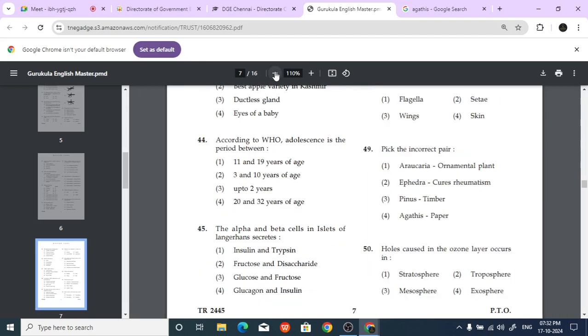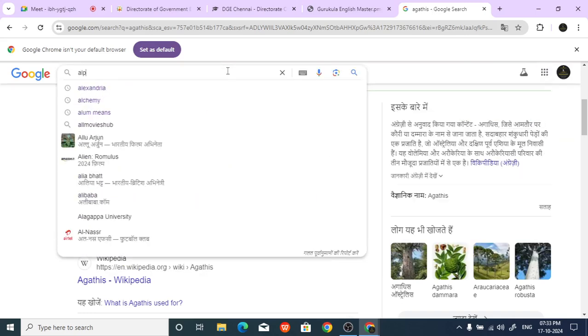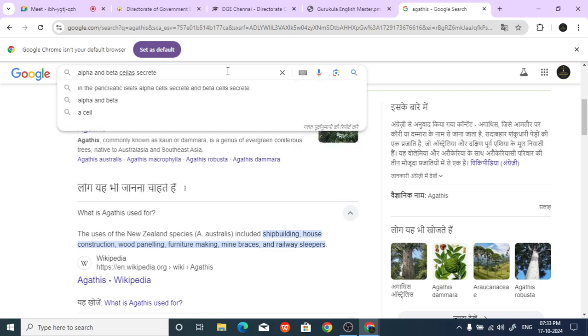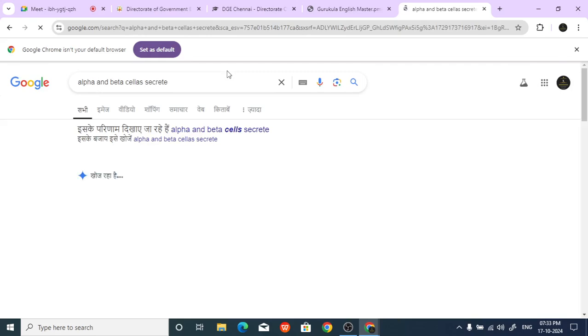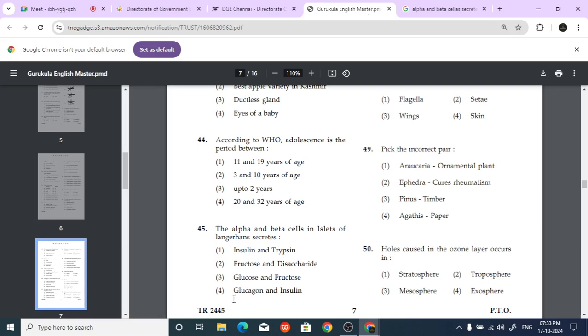Alpha and beta cells in islets of Langerhans secrete. We'll see. Glucose, one minute. Alpha cells of the pancreas secrete glucagon and beta cells secrete insulin. Glucagon and insulin. Yes, the fourth one is correct.